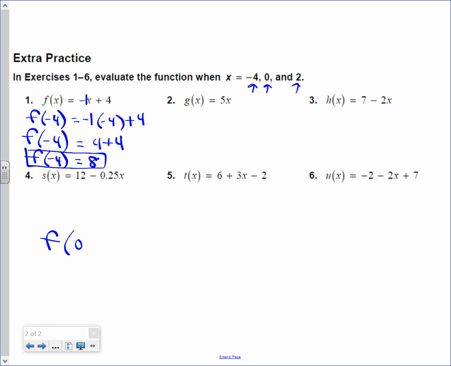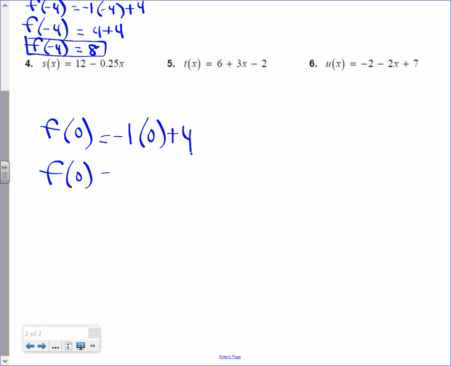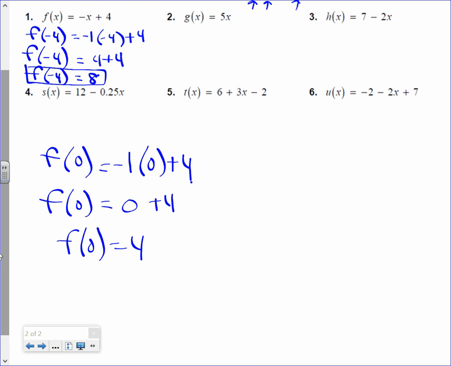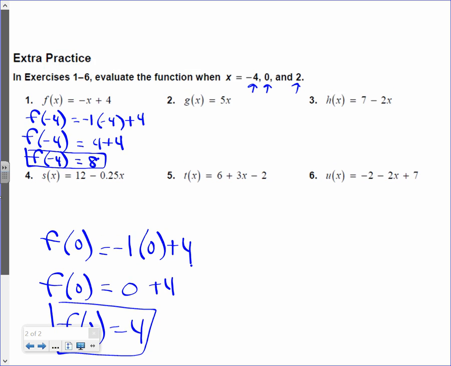The function at 0 is equal to -1 times 0 plus 4. Again, the reason why I'm writing a negative 1 there is because you have a negative x. That means negative 1 times x. I'm replacing x with 0. Here we go. The function at 0 is going to be negative 1 times 0, which is 0, plus 4. The function at 0 is going to be 4. We're rocking and rolling. 2 down, 1 more to go.